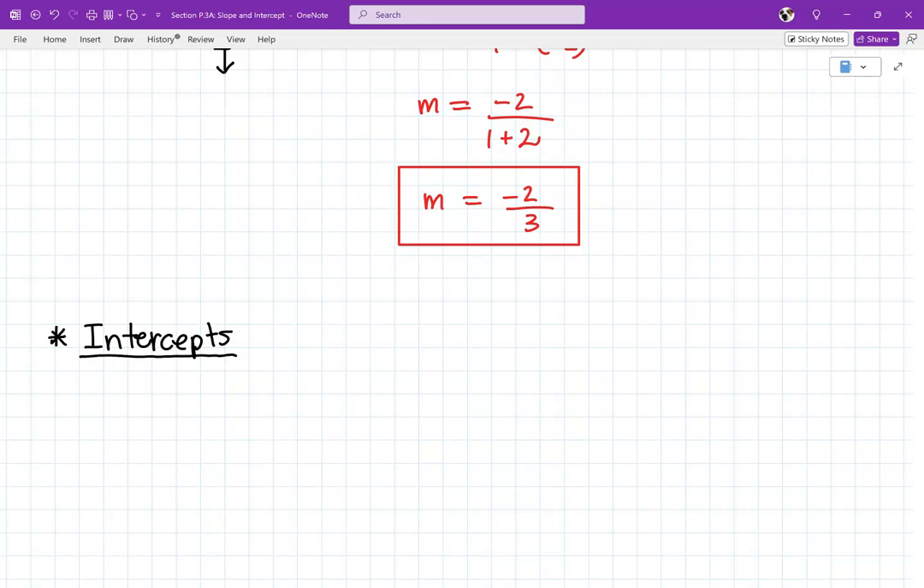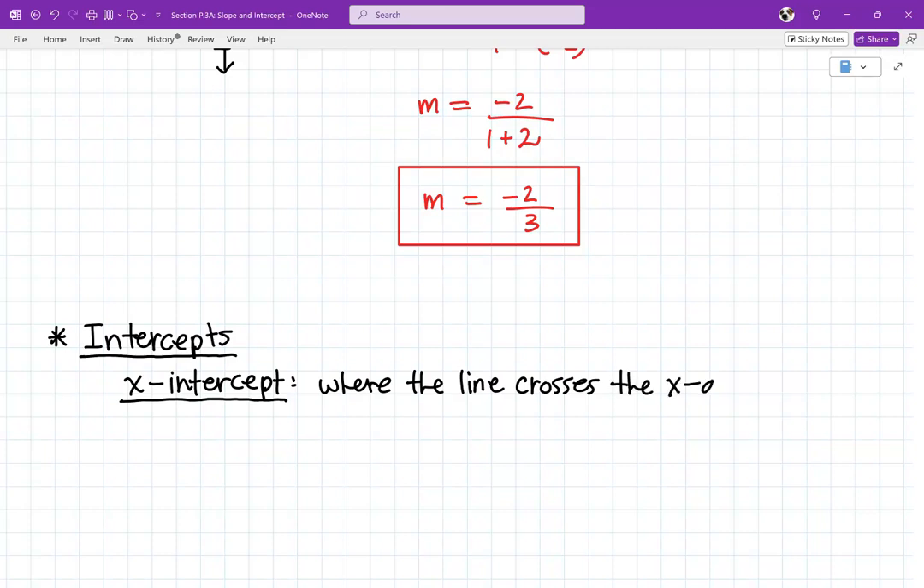Okay, what are intercepts? Intercepts are where a line crosses the x-axis or the y-axis. So the x-intercept is where the line crosses the x-axis. Right now, I'll pause the video just so you guys can catch up with the definitions.